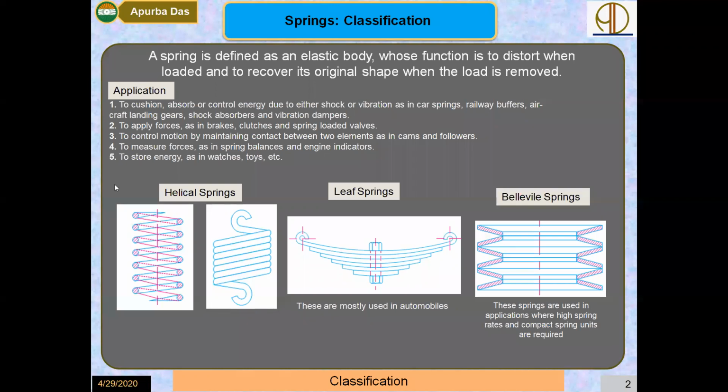Springs can be of different types. One is the helical spring, another is the leaf spring, another is the Belleville spring. The helical spring we generally see is this compression type helical spring, where the load is acting as a compressive load, and this is the tensile helical spring, where the load is acting in the tensile direction. And this is the leaf spring, which you may have seen used in automobiles like trucks. And this is the Belleville spring, used in applications where high spring rates and compact spring units are required.